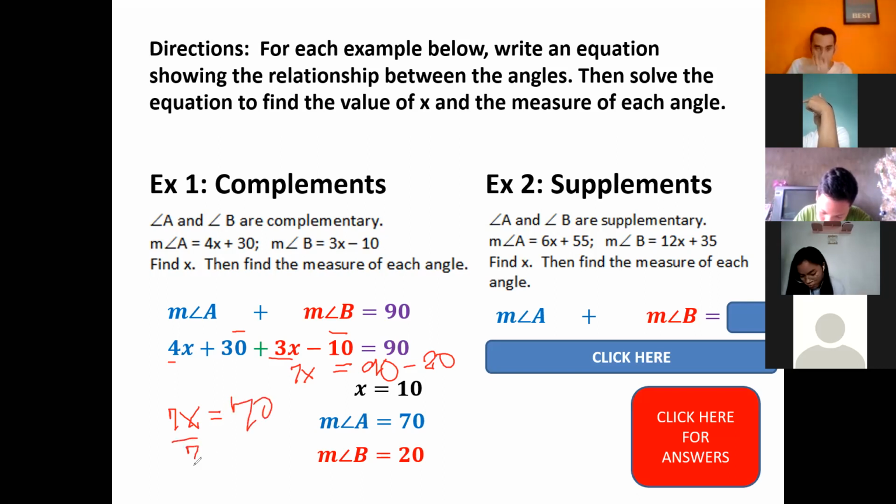Divide both sides by 7. X therefore is equal to 70 divided by 7, which is 10. It's just that in the PowerPoint presentation, it goes directly to x equals 10.